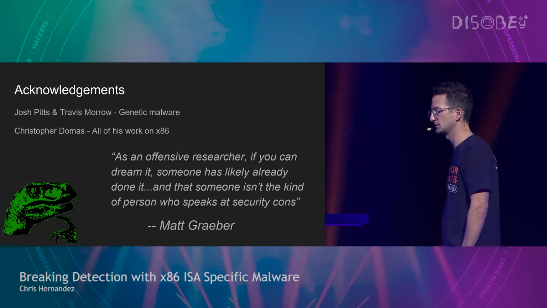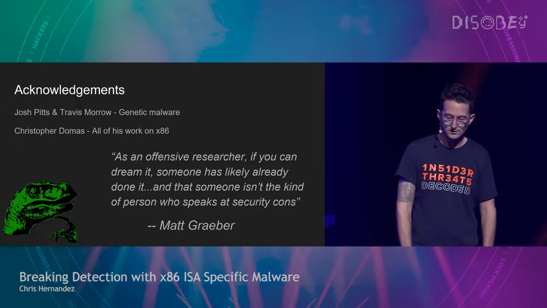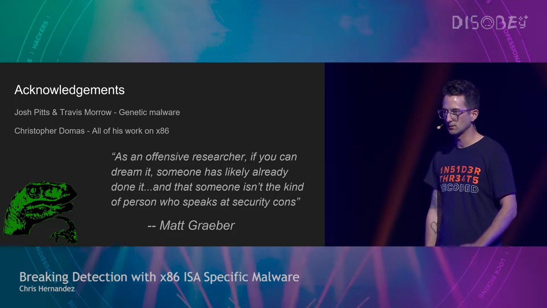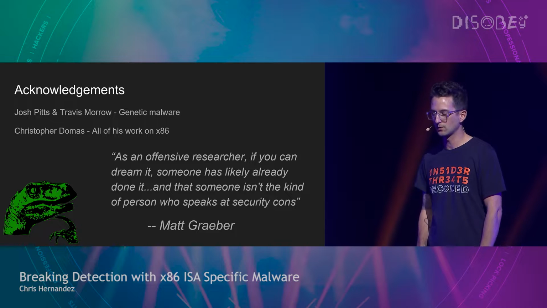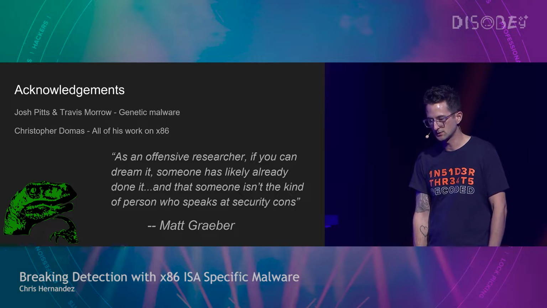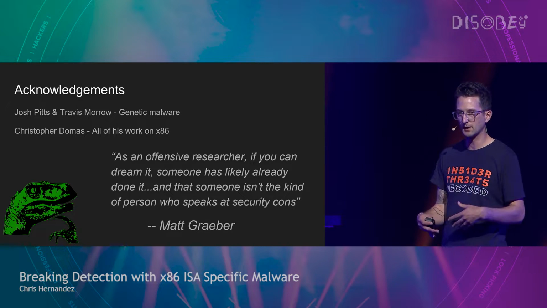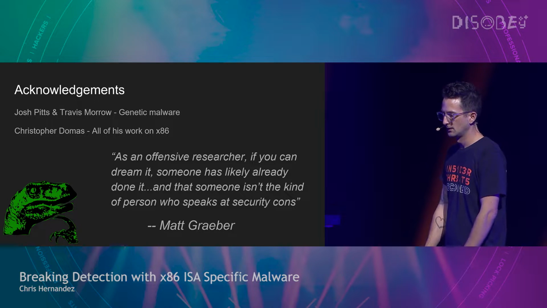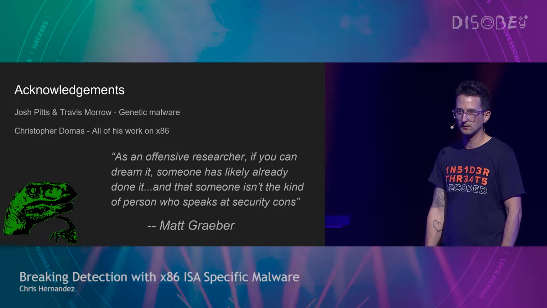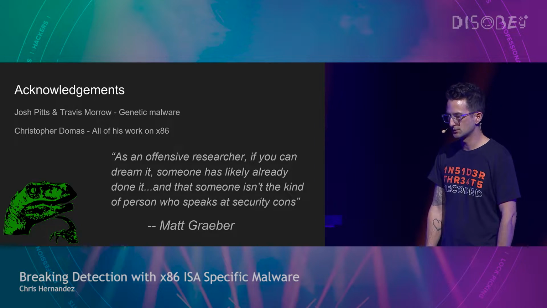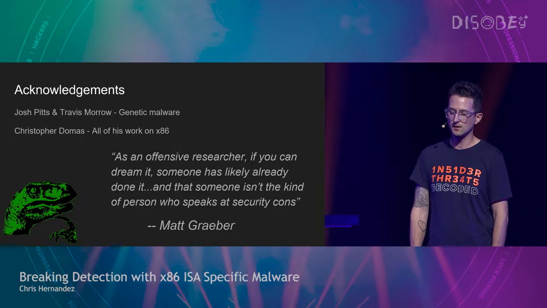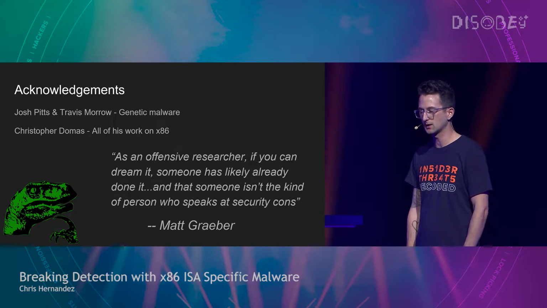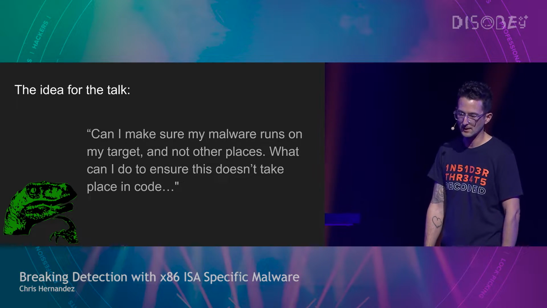So before I get started, I wanted to acknowledge a few researchers who've done really interesting work on similarly themed topics. Josh Pitts and Travis Morrow have done some really interesting work on genetic malware or keyed malware. And then Christopher Domas has done a lot of really interesting work just on X86 in general. And this talk tries to kind of combine both of those tracks. One of the quotes that got me thinking about actually presenting this research is from Matt Graber, and he said, as an offensive researcher, if you can dream it, someone has likely already done it, and that person isn't the kind of person who speaks at security cons. So here I am talking at a security con.